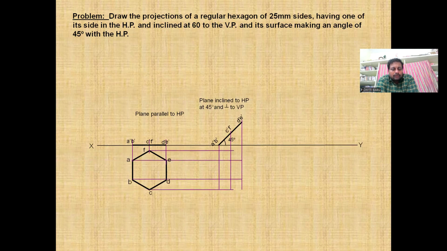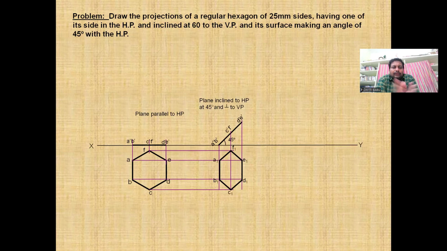Simply project all the horizontal lines and vertical lines, and locate the intersect points. A to A, B to B, C to C, like that. You need to locate all the points, and you need to draw the required reduced hexagon. We get a reduced hexagon in the top view.